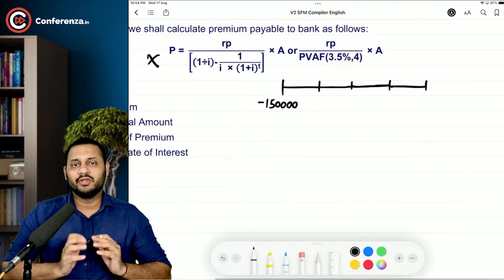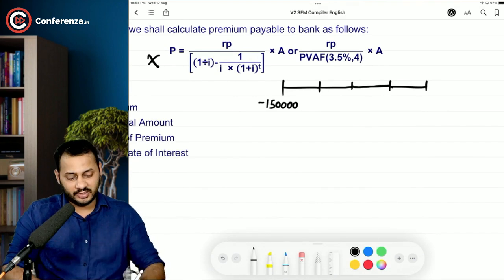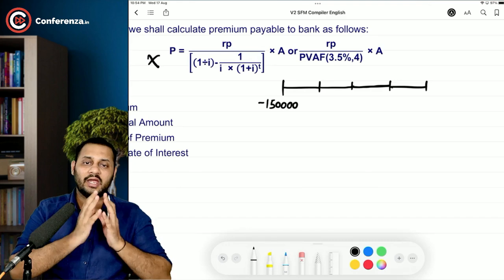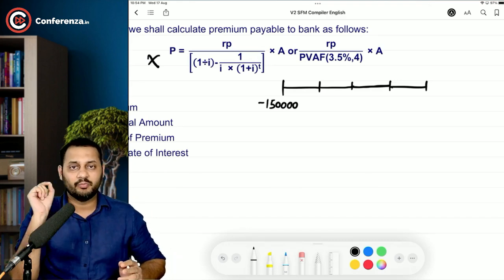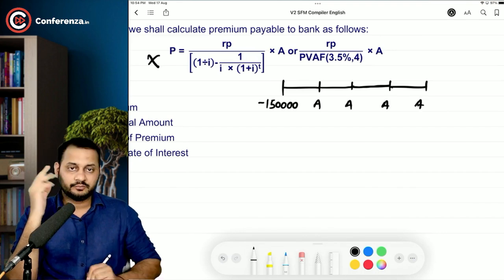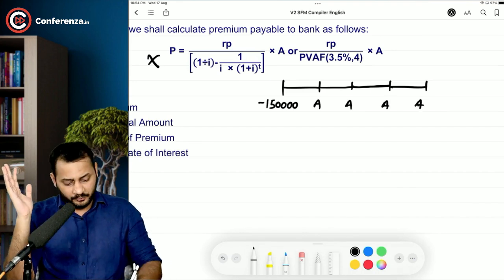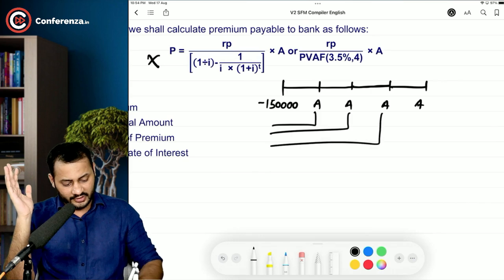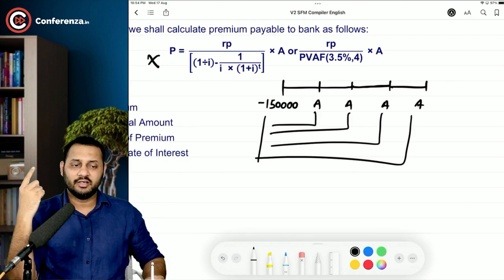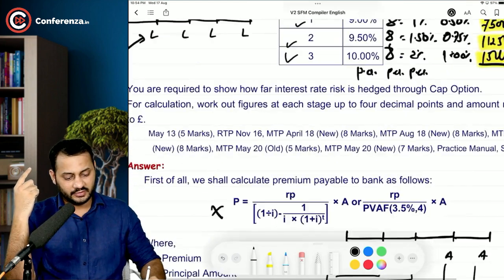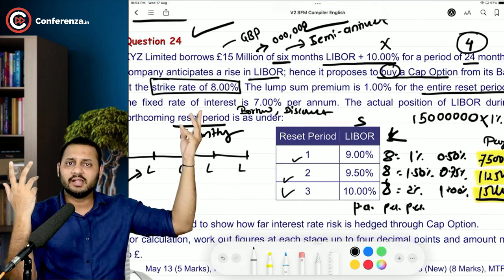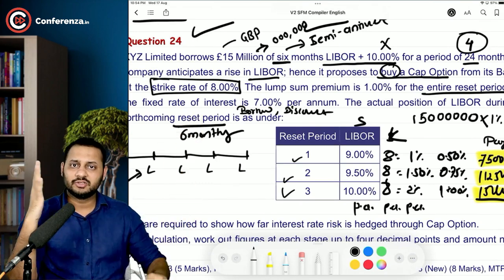So what are we going to do? We are going to convert this 1,50,000: if we would have paid the premium on every reset date, what would that amount have been? Call it A. It's very simple, sir. The present value of all the annuities, or the semi-annuities, should come to 1,50,000. And the rate of interest is 7%, which is already given in the question. That is the fixed rate of interest. There is no use of 7% other than this.